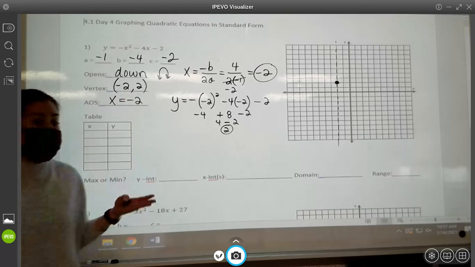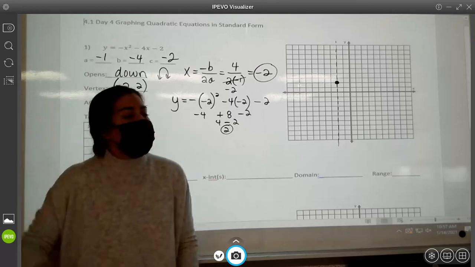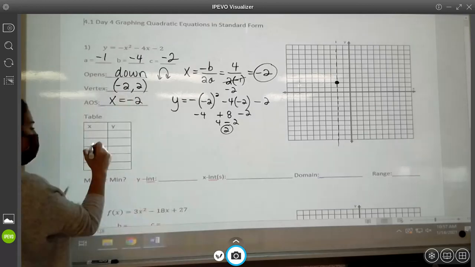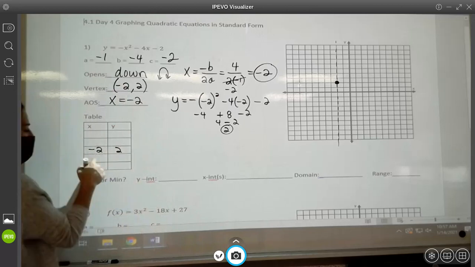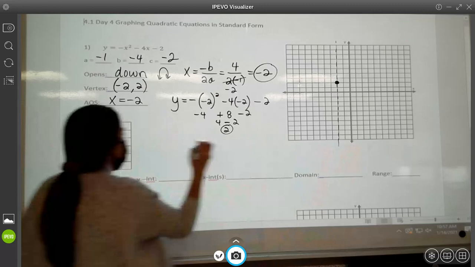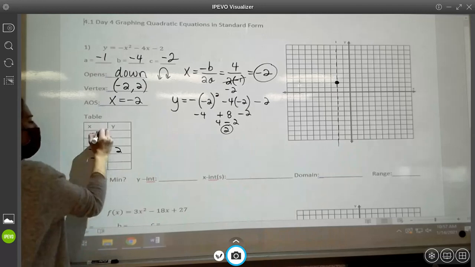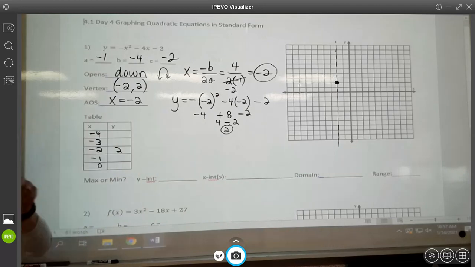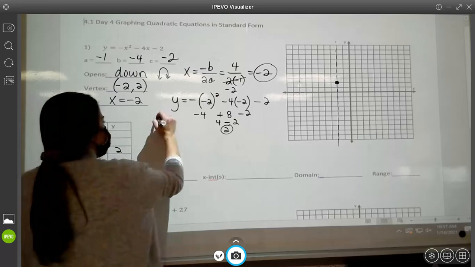All right, now guys, this is where you're going to make a choice. This is where you're going to be like, I'm sticking with the table. And you're going to put your vertex in the middle, pick 2 to the right, negative 1 and 0, or negative 3 and negative 4 to the left. And then you're going to plug them in and figure it out. Or you're going to try the pattern. Let's get ourselves set up for the pattern.